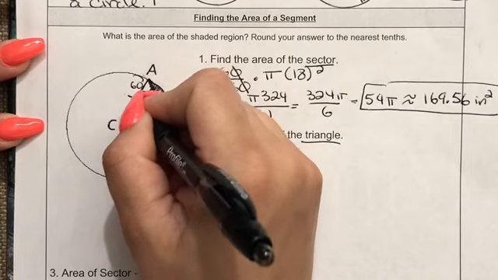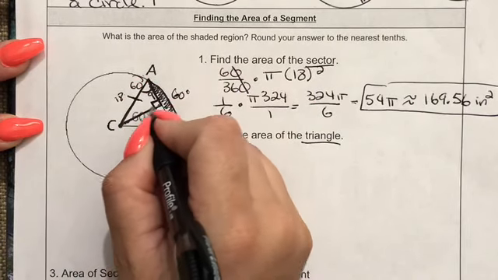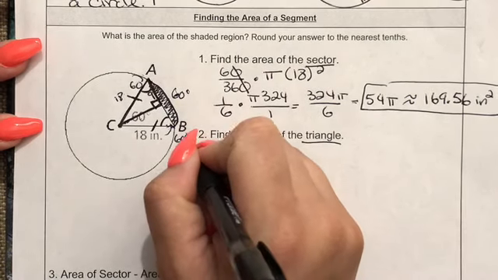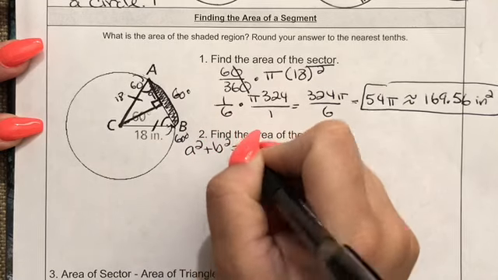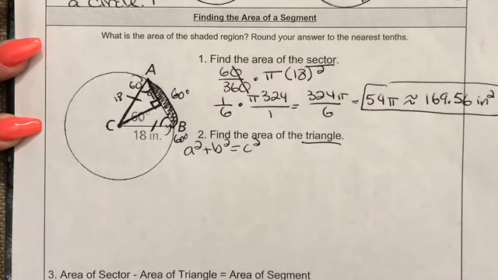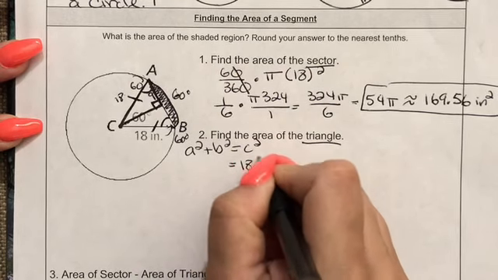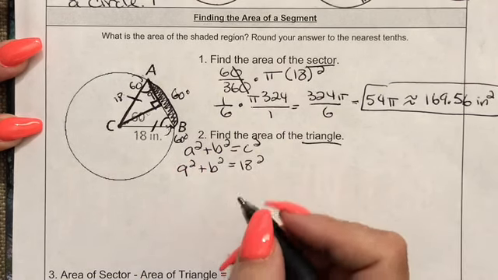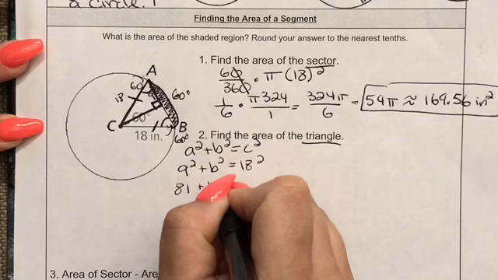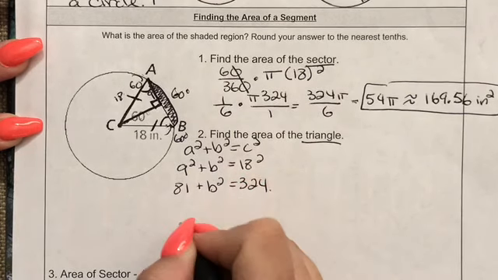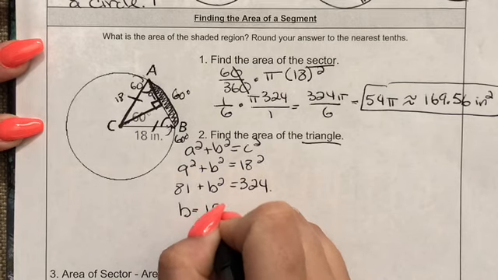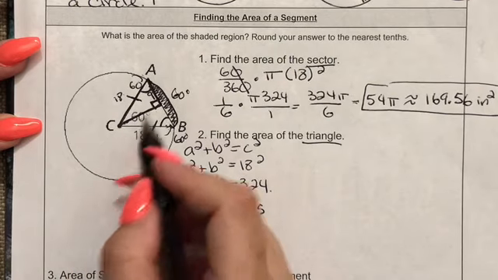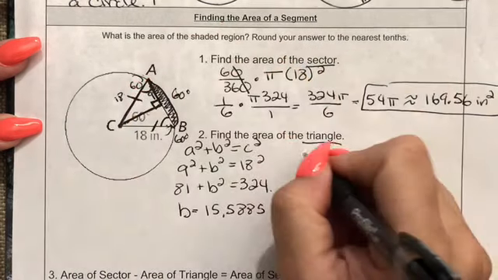I know that this piece here is 18, and the height of the triangle is what I'm actually looking for, so I can find the area. In order to find the height, I'm going to use the Pythagorean theorem, a squared plus b squared equals c squared. I know my hypotenuse is 18. I know that one of my sides is 9, and the height is the one that I'm looking for. When I finish this out, my height ends up being about 15.5885.